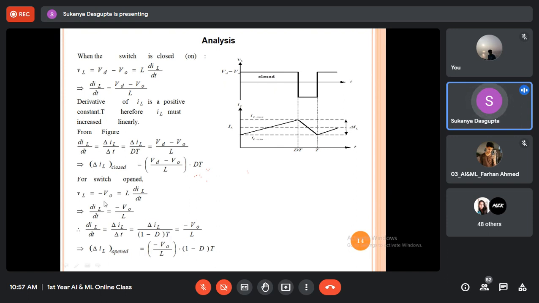And VL is minus V naught. When the switch is opened, VL is minus V naught. The load voltage is just exactly equal and opposite to the load voltage developed across the load, and VL is L di/dt. So from this we can calculate del IL when the switch is opened as minus V naught by L into 1 minus D into T.